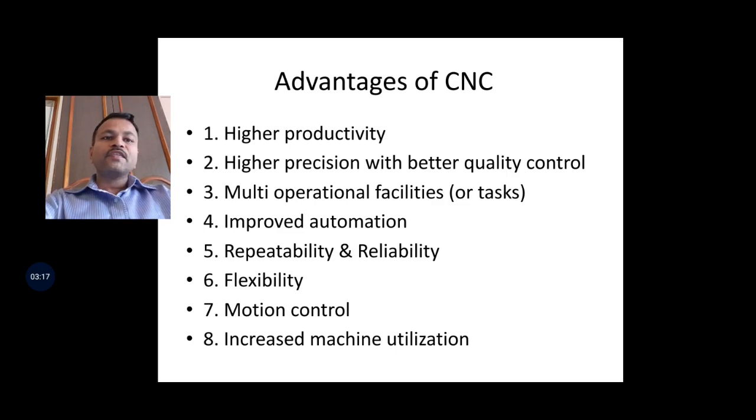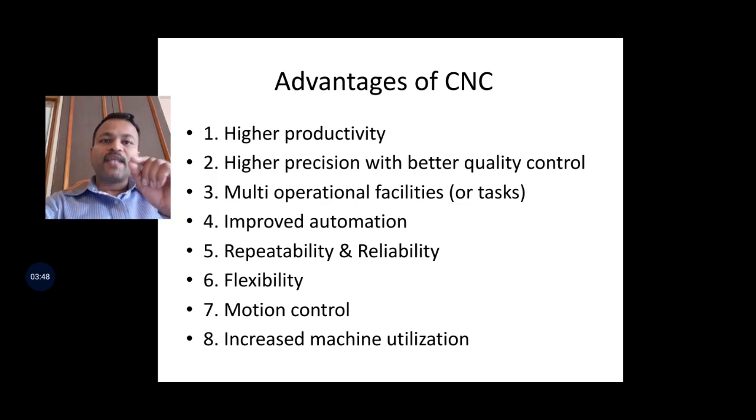Next, higher precision with better quality control. Higher precision means every time, for example, one component size, say a diameter of 10 mm. Whenever you measure, the diameter will be the same. It never has less than 10 mm or more than 10 mm. So precision is always high.